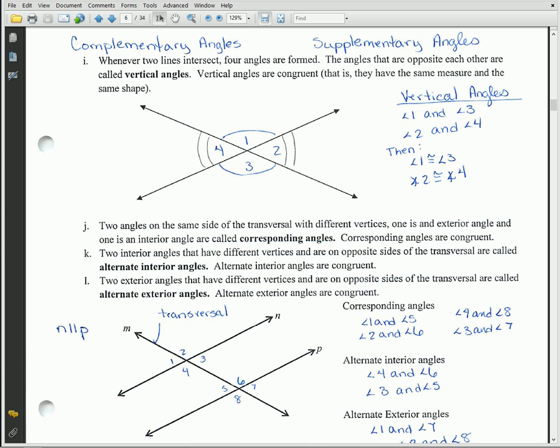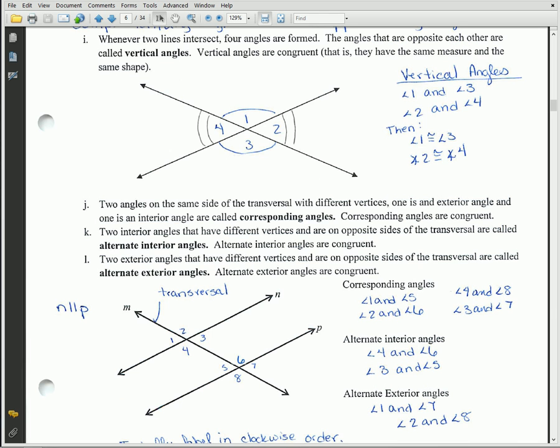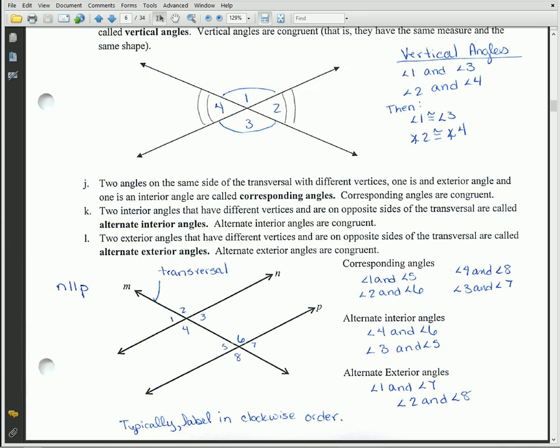Vertical angles: if I have two intersecting lines, the vertical angles are the ones that are across from each other. So angle 3 and angle 1 are vertical angles. Angle 2 and angle 4 are vertical angles. Note, vertical angles are congruent. That means that vertical angles have the same measure and the same shape. For this course, pretty much everything will either be congruent or not congruent, but we don't run into a lot of stuff that doesn't have the same shape in this course.